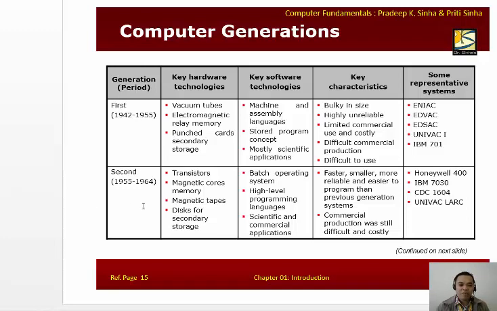Second generation happened in 1955 to 1964. What happened at that time? Transistors were designed and developed, and we have magnetic core memory, magnetic tapes, and disks for secondary storage. Take note of the key software technologies enumerated here: high-level programming languages, batch operating system, and scientific and commercial applications.